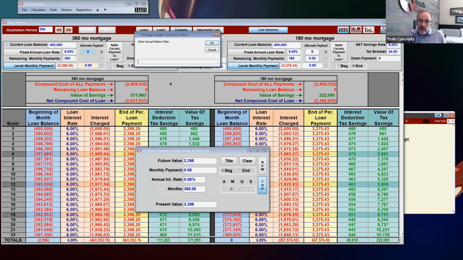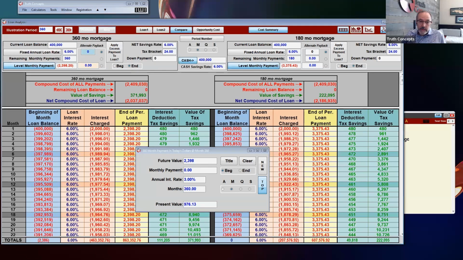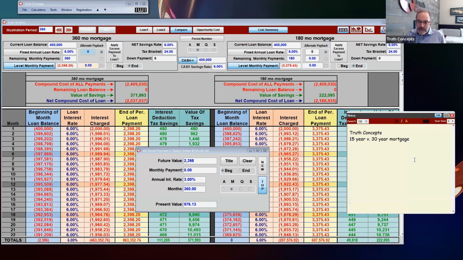And so let's say that we had a cost of living of 3%. And over this time frame, that payment of $2,398 in that last month is actually going to feel like $976. So again, we have some advantages with that longer mortgage. And in most cases, it's not more expensive as most people are conditioned to assume. And they're making that assumption because of the difference in the amount of interest paid and leaving out the critical piece of time value of money.